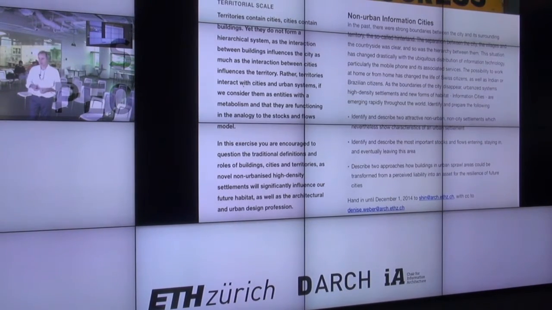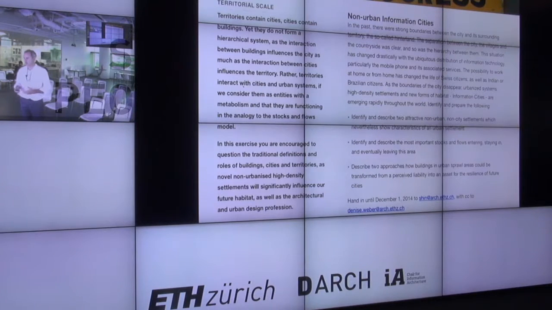The third part is to describe 2 approaches how buildings in urban sprawl areas could be transformed from a perceived liability into an asset for the resilience of future cities. You know, many people are talking about urban sprawl as something very negative and something that is not having a future, but maybe with new technology that might completely turn around and change again. So these are the 3 parts. It's due on December 1st, and I think you will have fun doing that.